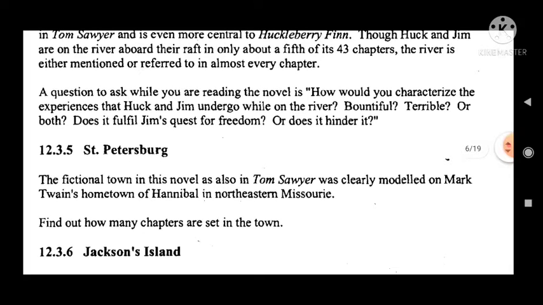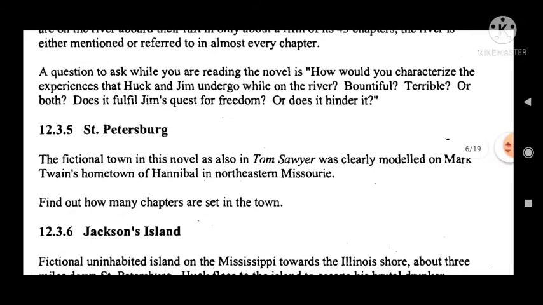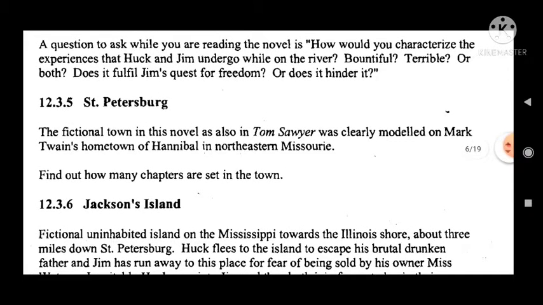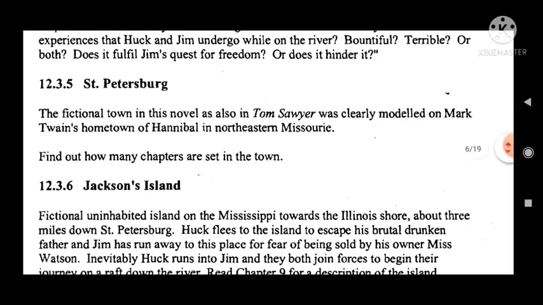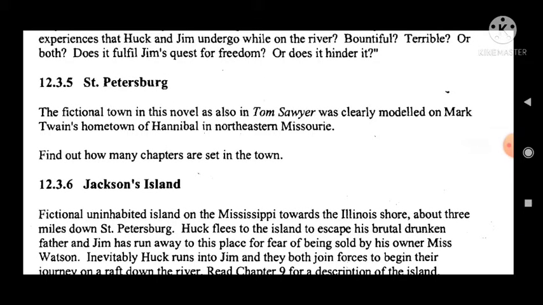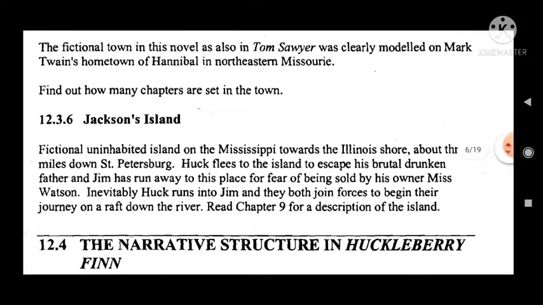A question to ask while you are reading the novel is: how would you characterize the experiences that Huck and Jim undergo while on the river? Bountiful, terrible, or both? Does it fulfill Jim's quest for freedom or does it hinder it? Then, St. Petersburg. The fictional town in this novel, as also in Tom Sawyer, was clearly modeled on Mark Twain's hometown of Hannibal in northeastern Missouri. Find out how many chapters are set in the town.